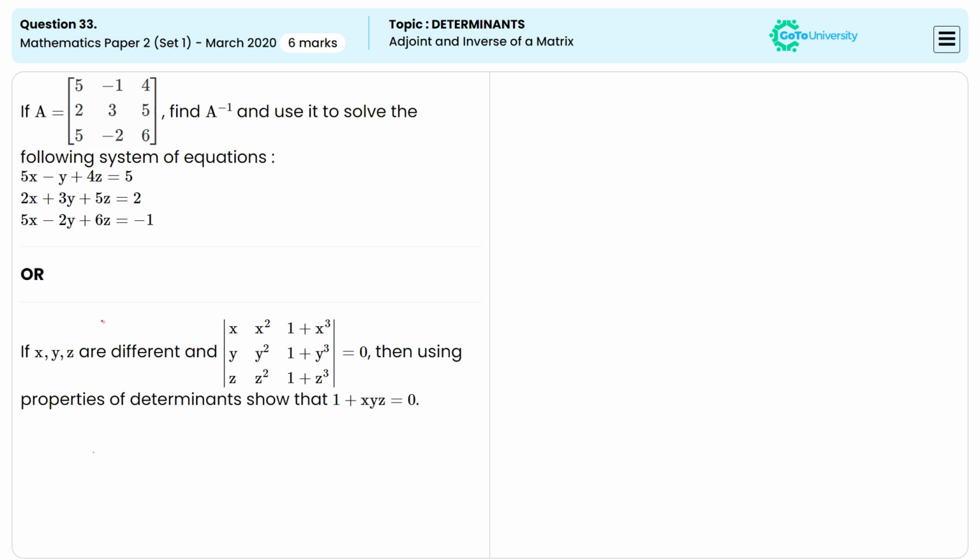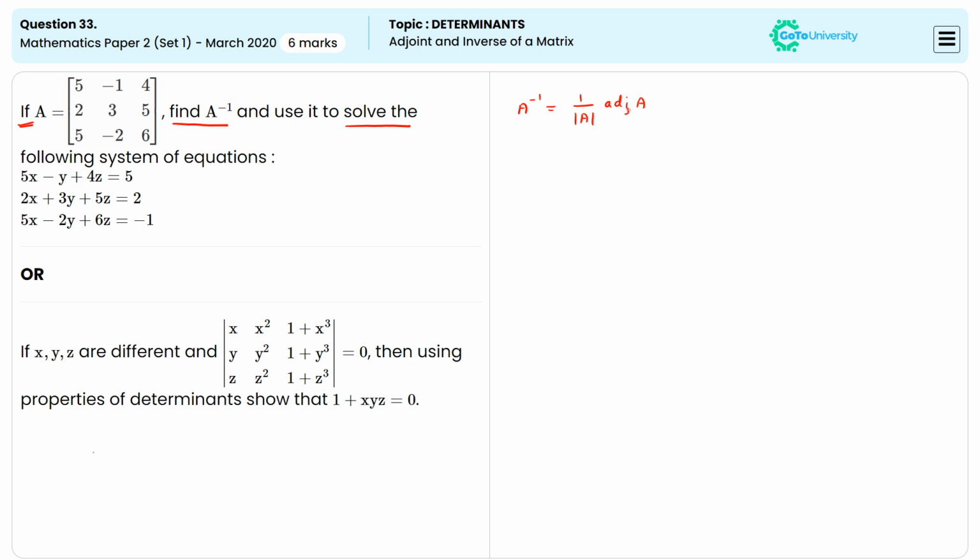In this question, we have got two questions and we can solve any one among these in the exam. Now let's start with the first question here. They have asked us to first find out A inverse, and using that A inverse, solve the system of linear equations, where A is the matrix. So now let's start with A inverse. A inverse is given by 1 by determinant A into adjoint A.